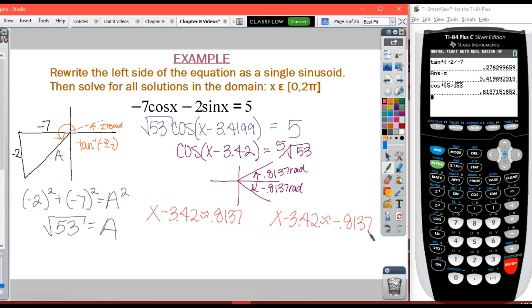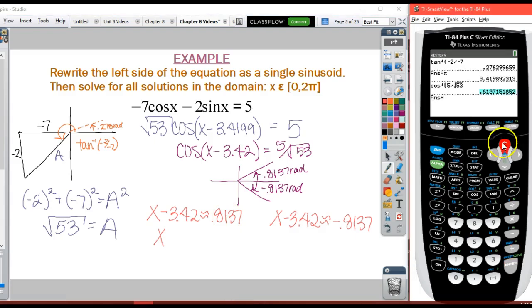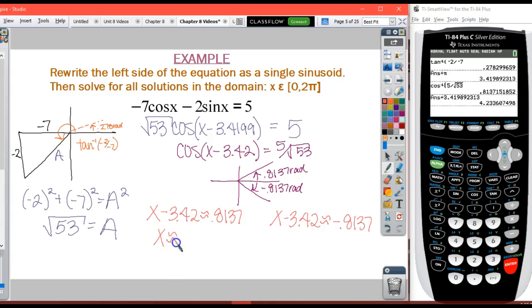From here, to solve for x, I'm simply going to add over that 3.42. And even though I'm rounding when I'm writing this down, I would recommend using the entire answer in your calculator just to make sure you don't run into any rounding errors. And I get x is approximately equal to 4.234. And again, that's in radians.